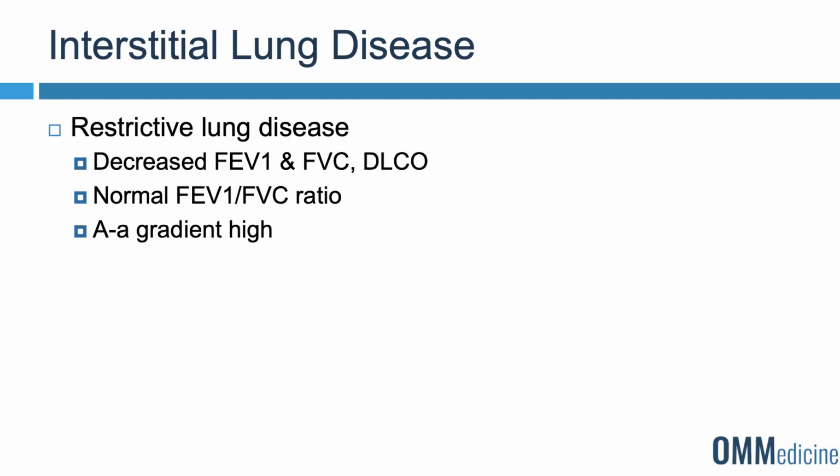Now, idiopathic pulmonary fibrosis is going to have a restrictive lung disease pattern on PFTs, so it will have a decreased FEV1, FVC, and DLCO. It will have a normal FEV1 to FVC ratio, which, remember, is the major way we differentiate between restrictive and obstructive lung diseases, and then it will also have a high AA gradient. Now, this pattern is not specific to idiopathic pulmonary fibrosis, but it's important to remember that IPF is going to have a restrictive lung disease pattern on PFTs.